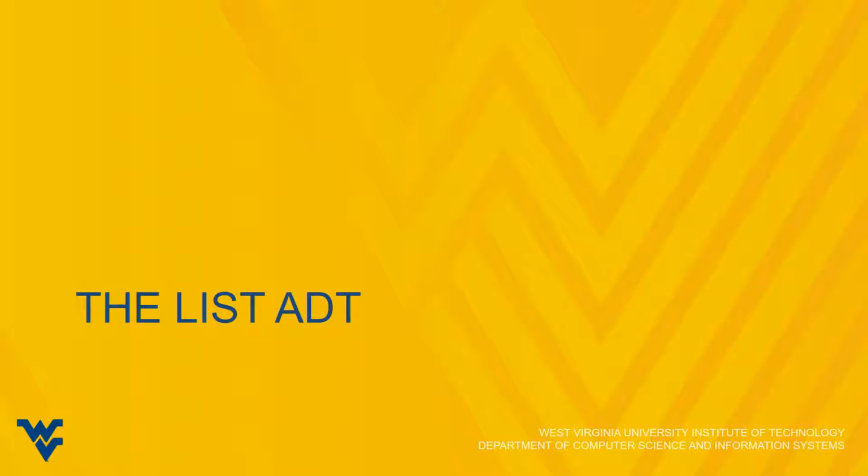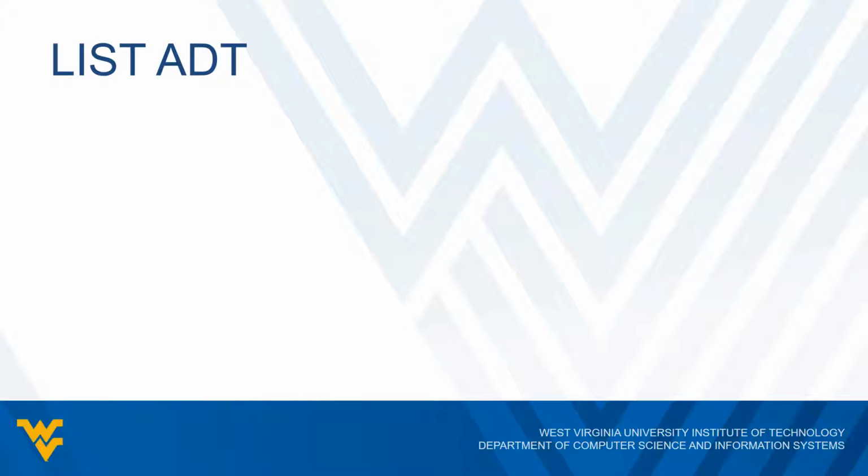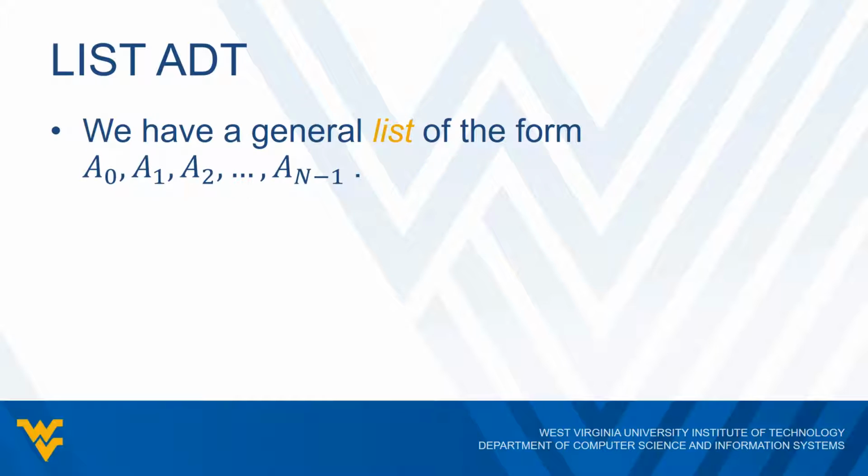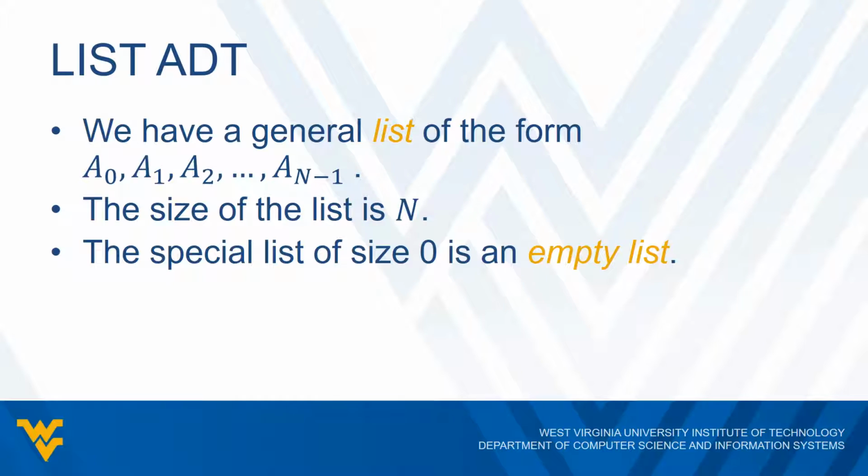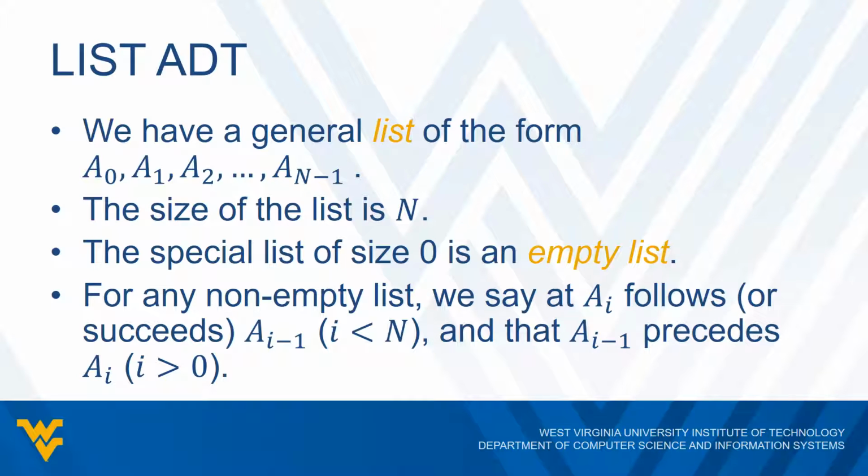We'll now discuss the list abstract data type. Our list abstract data type is just a general list of the form A0, A1, A2, all the way to AN-1. So we're going to say that the size of this list is n. There are n items in the list. And if the list is of size 0, so if there's nothing in the list, we will call it an empty list. Now for any non-empty list, we're going to say that AI follows AI-1.